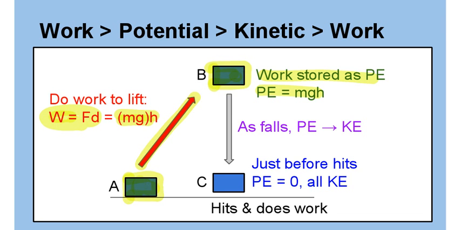And if I drop the box from point B, then as it falls, the potential energy turns into kinetic energy, right? So here's that path, and potential energy turns into kinetic energy. At that bottom point, the potential energy is equal to 0, and the kinetic energy would be equal to whatever I had before.